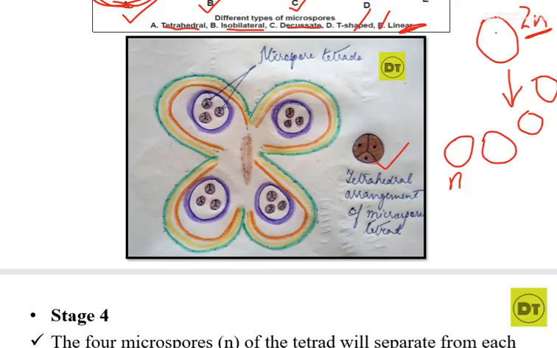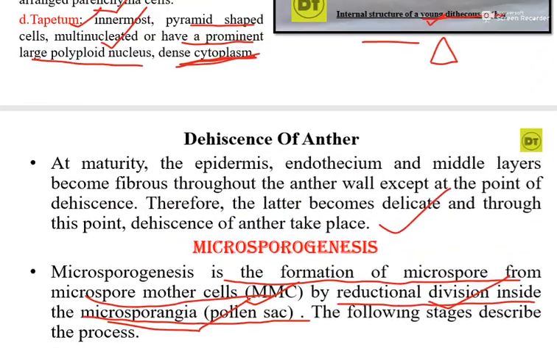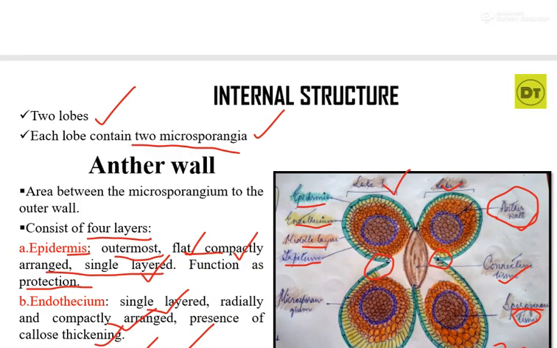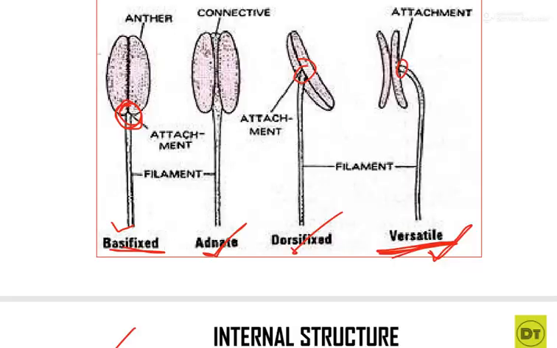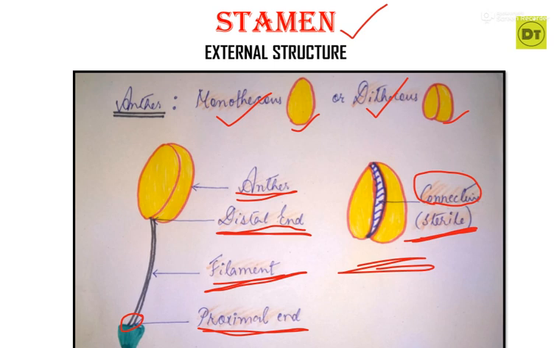So this was all about the male reproductive structures as we have discussed today. In the next video we shall discuss the female reproductive structure, the development of megasporangium, then the process of megasporogenesis, and the development of female gametophyte.